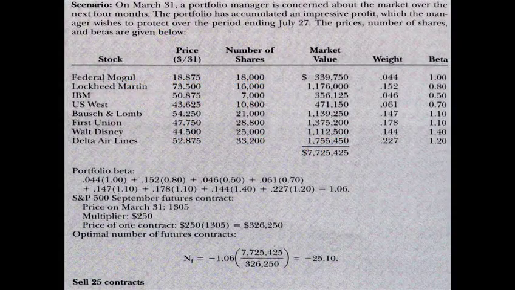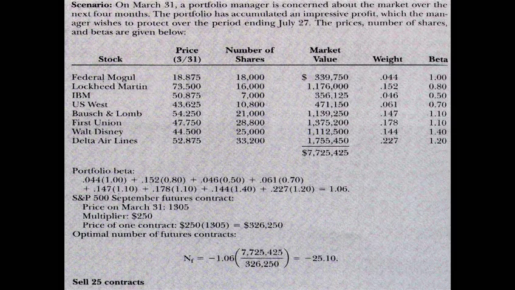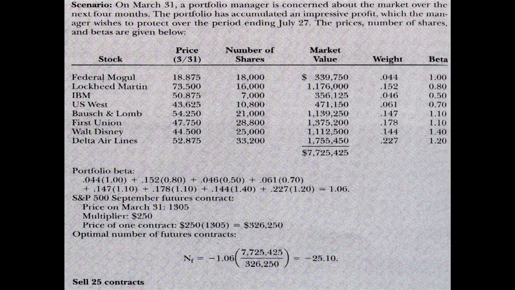So we'll go through a few examples. 3 examples to be exact. Here's the first one. In March, a portfolio manager is concerned that the market over the next 4 months possibly might go down. The portfolio has accumulated an impressive profit, which the manager wishes to protect over the period ending in July.